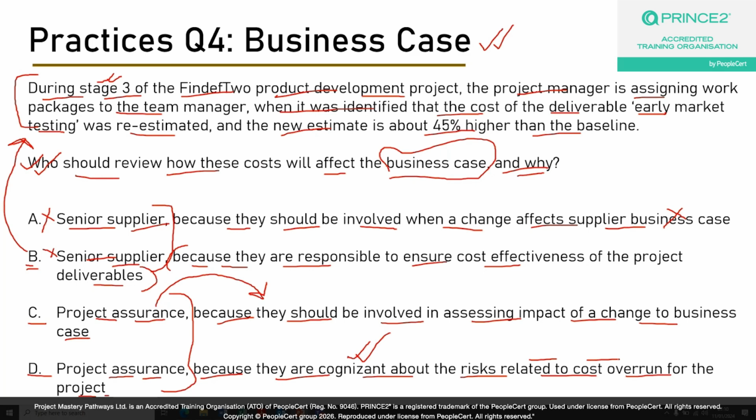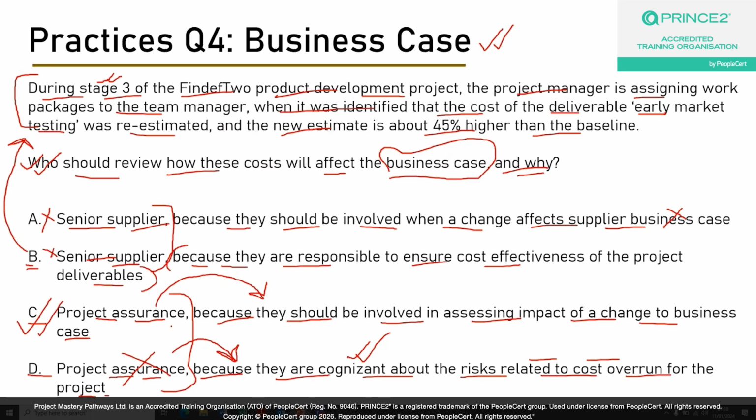Or what good will it do to the project manager or to the project when there is such a situation that has been presented to you? Merely being cognizant about a risk doesn't really complete the role and responsibility of project assurance. Okay, so that is the reason option D is incorrect, because it is incorrectly depicting the role and responsibility of a project assurance role.